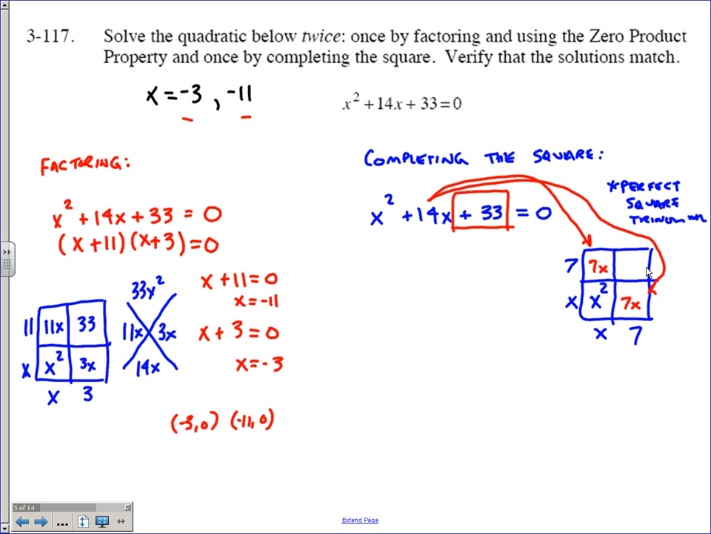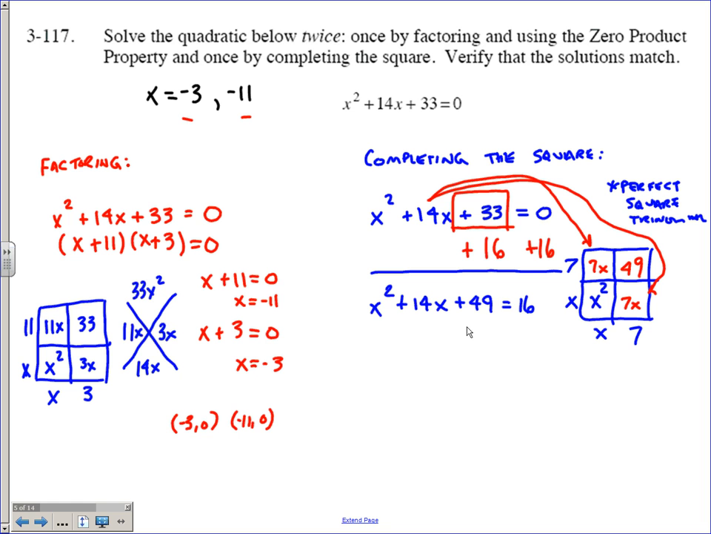So the area of this missing part here has to be 7 times 7, which is 49. So we need this number to be a 49. Well, what do you have to do to 33 to get 49? We're going to have to add 16. But if we add 16 to this side of the equation, we have to keep it balanced and add 16 to the other side. So let's look at what we have. x squared plus 14x plus 49 is going to equal 16.